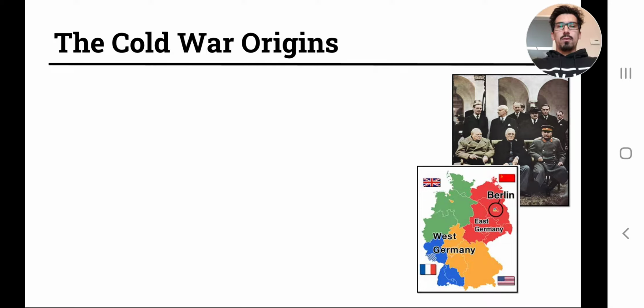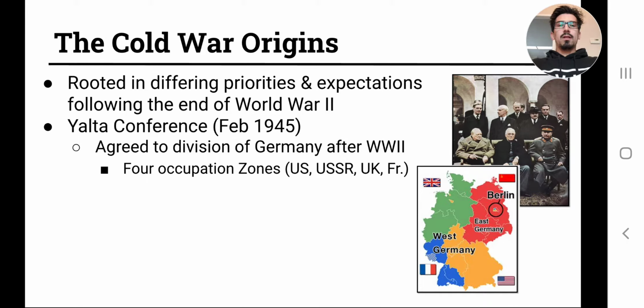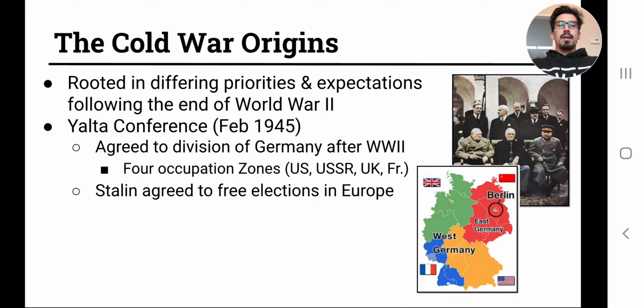The origins of the Cold War, we were talking about kind of the post-war situation after World War II. And a lot of it is rooted in the priorities and the expectations following the end of World War II. And so we have two major conferences that are going to take place, and how they happen and the things that take place during these conferences are really important.